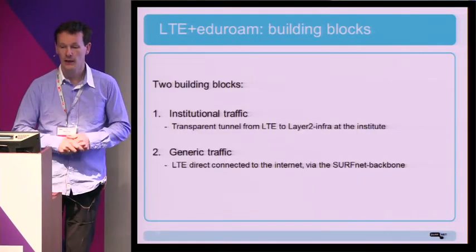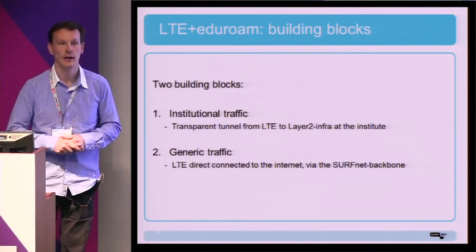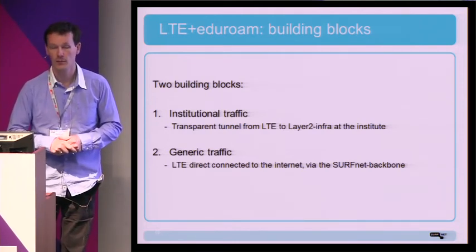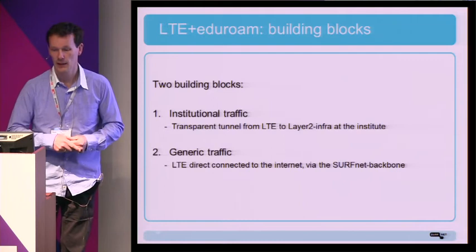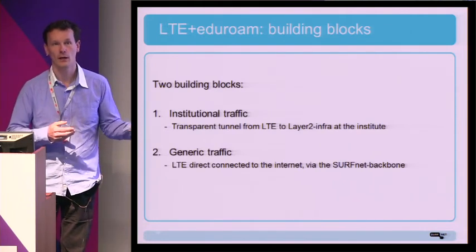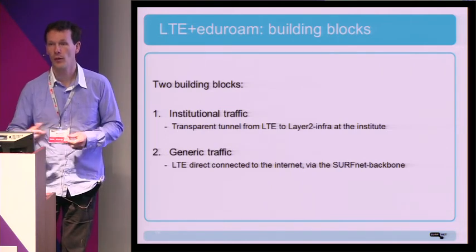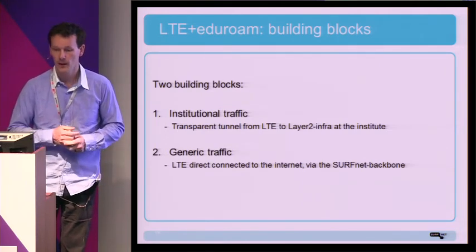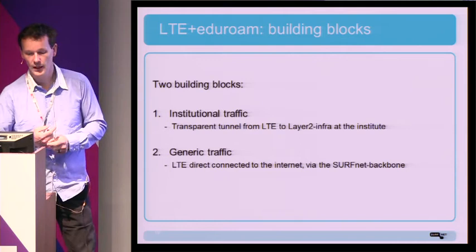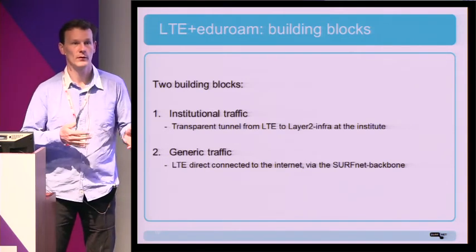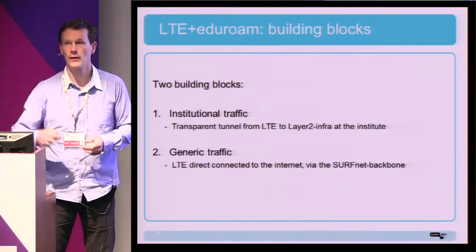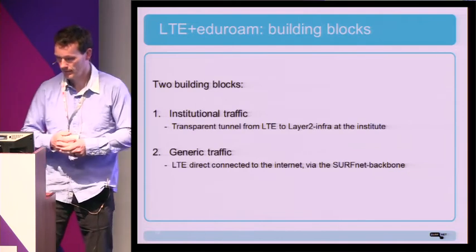Institutional traffic can be easily established using a light path, for example. Then you need a tunnel from LTE to the NRN network, and from there a light path to the institute. Generic traffic means that the LTE network will be connected to the NRN network, and from there directly routed through the internet.